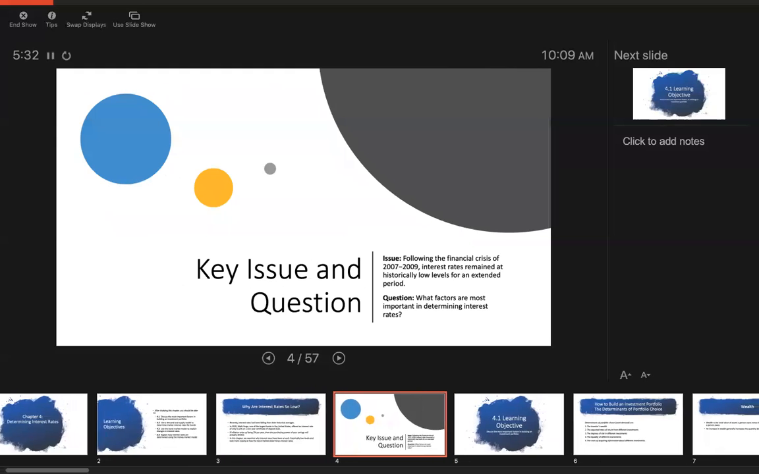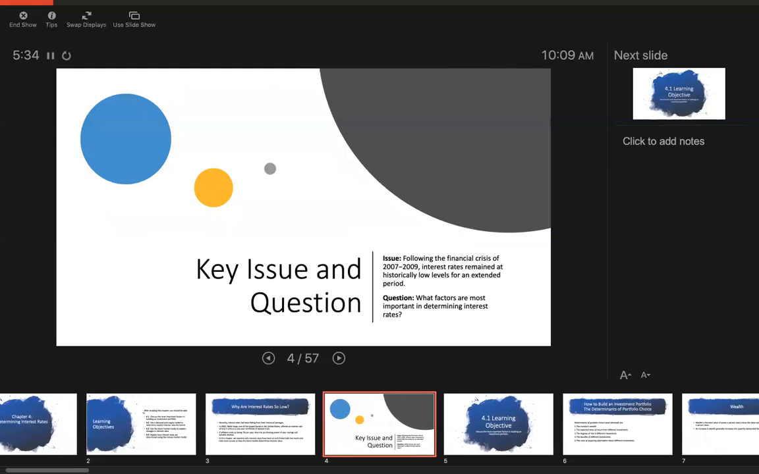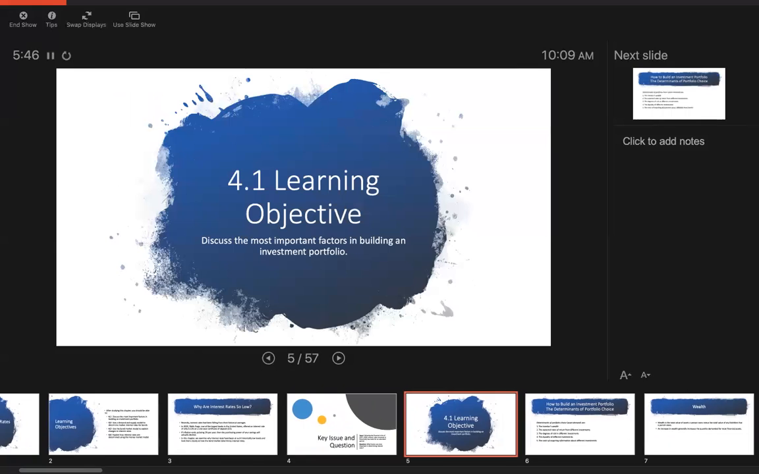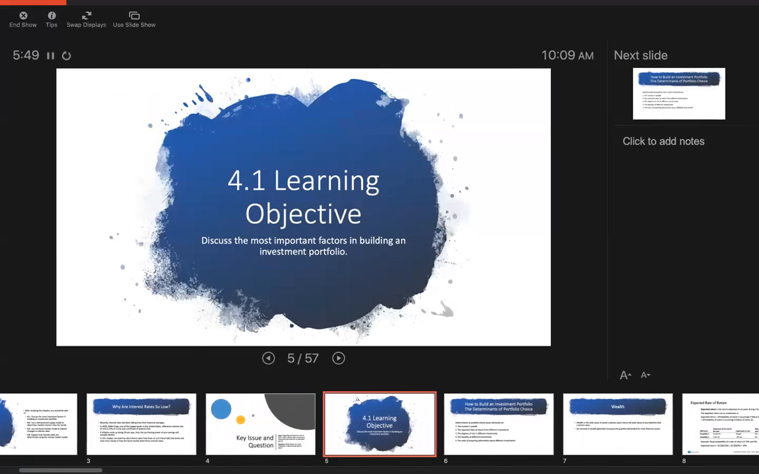Okay? So the key question that we are trying to address over the course of this particular discussion is to ask what factors are important in determining interest rates. How is an interest rate determined? Okay. So before we get into all of that, we'll first begin with a brief discussion about portfolio choice, right?